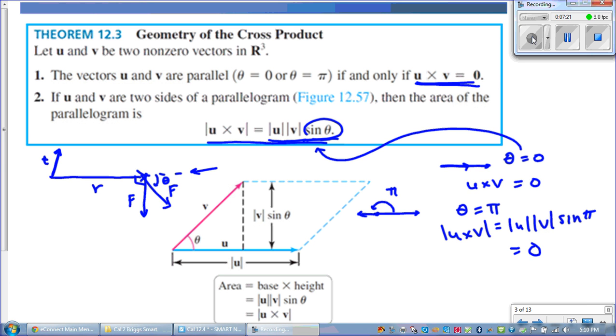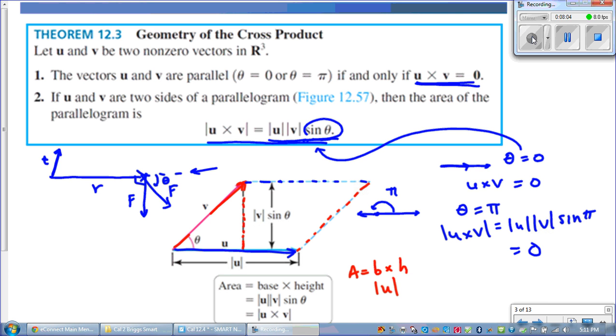So now let's look at another geometric property of the cross product. If u and v are two sides of a parallelogram, so we have the vector u, we have the vector v, and then we draw lines parallel to u and parallel to v, creating a parallelogram. Now, if I were to find the area of that parallelogram, I know that the area is the base times the height. The base is just the magnitude of u. The height can be found by dropping an altitude straight down to u from the tip of v.